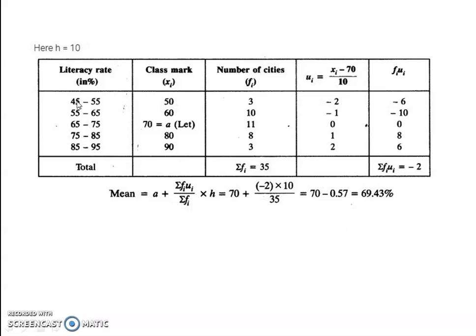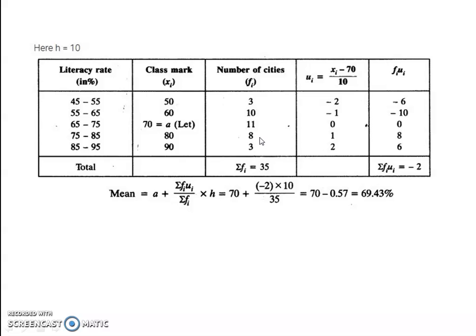Now listen here. How will you find the class marks? Upper limit plus lower limit divided by 2. 55 plus 45, 100. 100 by 2, 50. 65 plus 55, 120. 120 divided by 2, 60. These are the frequencies given in your question.